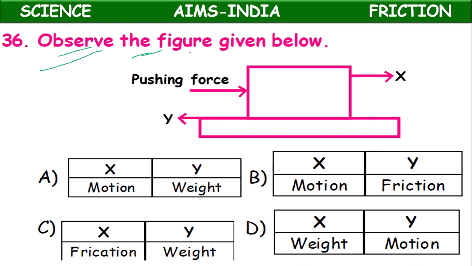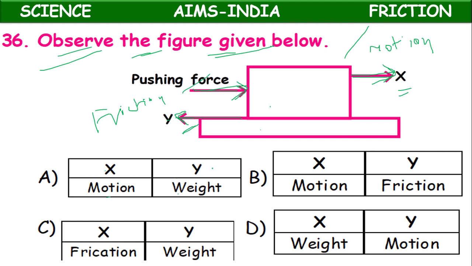Next, observe the figure given below. This is a pushing force, this is the direction of motion, this is the force of friction. Because we are pushing rightward, the direction of motion is towards the right side, and friction between the surfaces will be in the opposite direction to the motion. So X represents motion, Y represents friction.